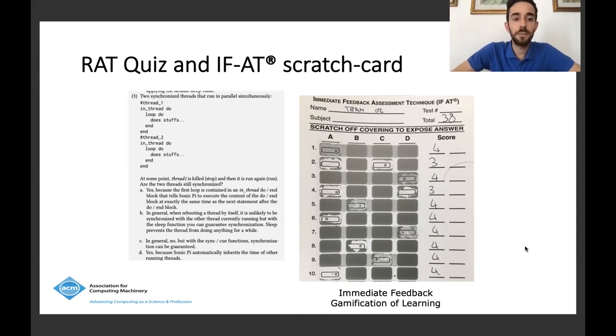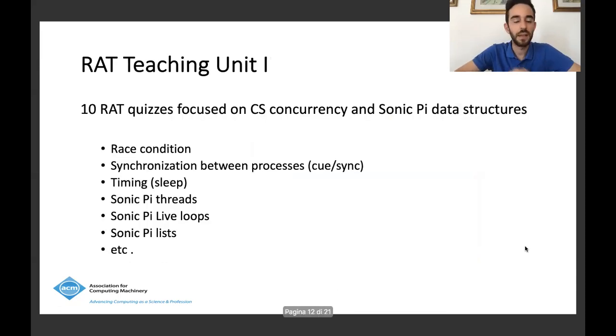Quizzes are multiple choice questions with 4 options, only one correct and all the others false. For the first teaching unit, we decided to focus on CS concurrency and Sonic Pi data structures, in particular race conditions, synchronization between processes in Sonic Pi with queue and sync, sleep, Sonic Pi threads, live loops, lists, and so on.